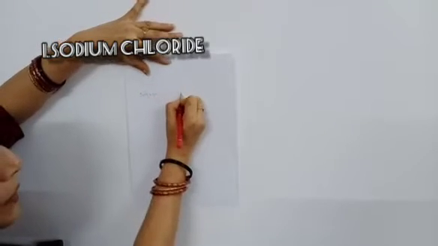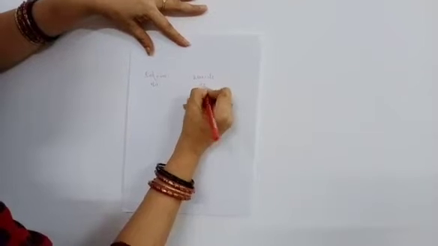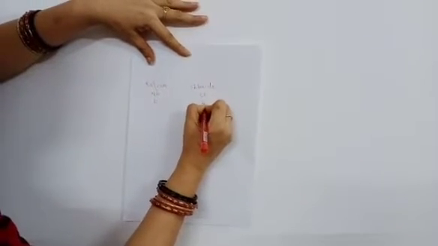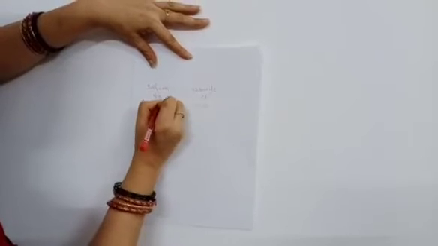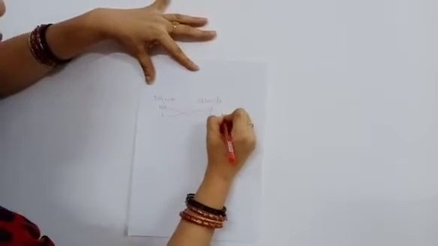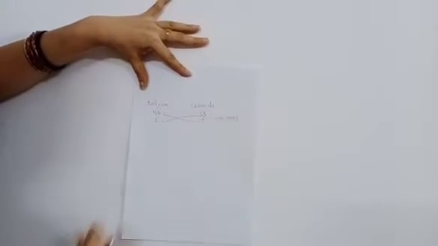Sodium chloride. So here the cation is sodium, symbol is Na, chloride is Cl. Then here charge is 1, here charge is 1. So by criss-cross multiplication, the formula of sodium chloride is NaCl.